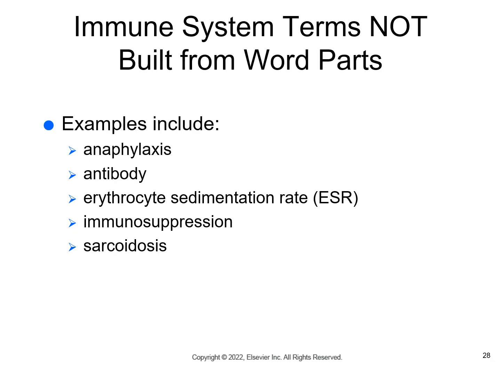Here we have some immune system terms not built from word parts. Anaphylaxis is an allergic reaction that causes a rapid drop in blood pressure and can be fatal. An antibody, we talked a little bit about this before, antibodies are created by the body in order to fight off specific antigens, which are specific to individual pathogens.